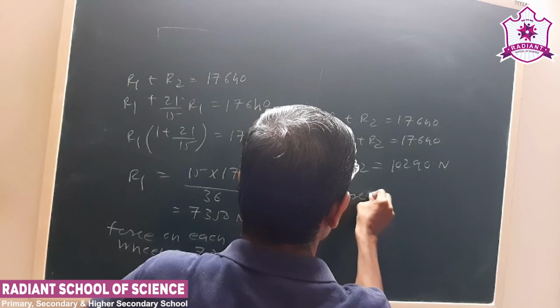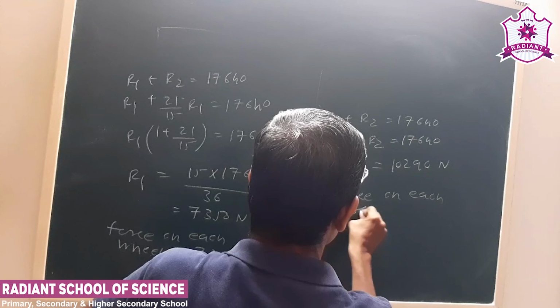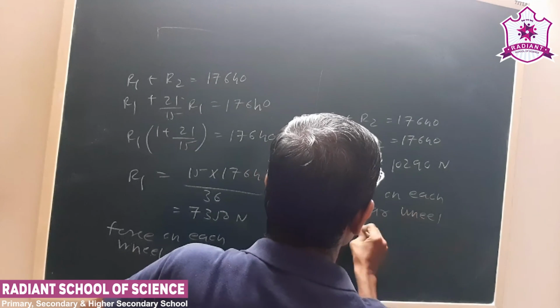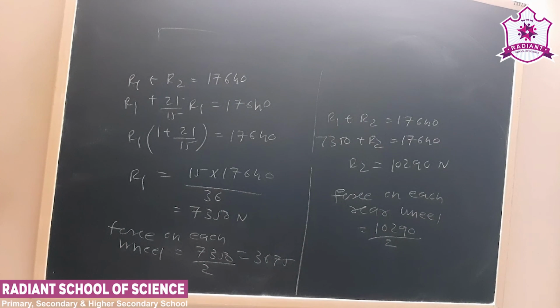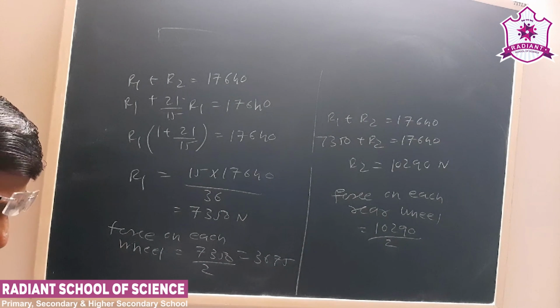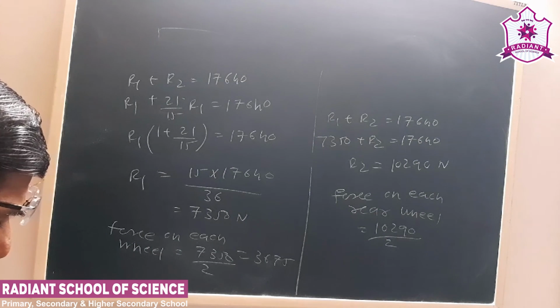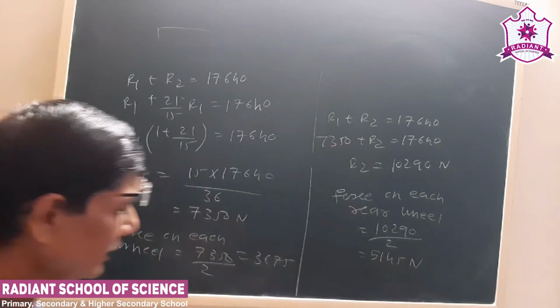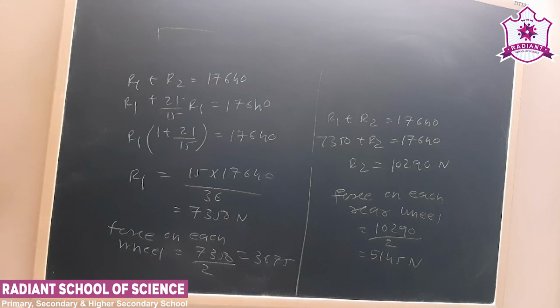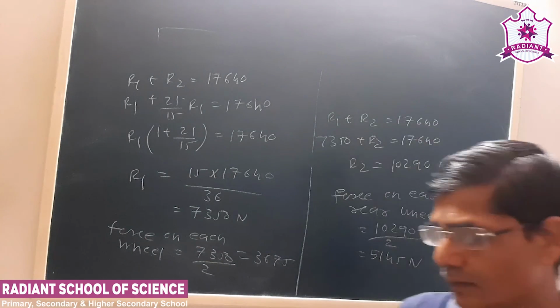So force on each back wheel, rear wheel, is R2 divided by 2. So this is how we can calculate the force on each front wheel and force on each rear wheel. Okay, so this is about exercise sum number 7.9.